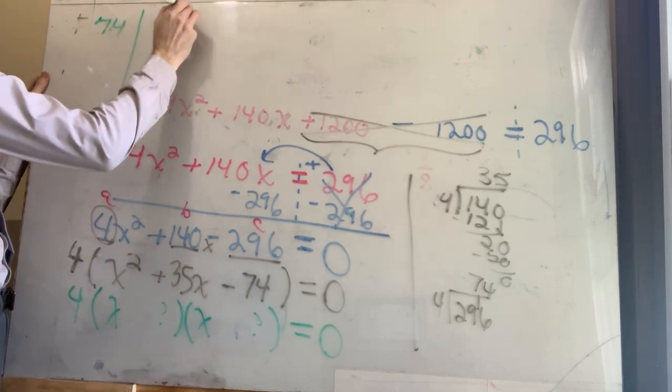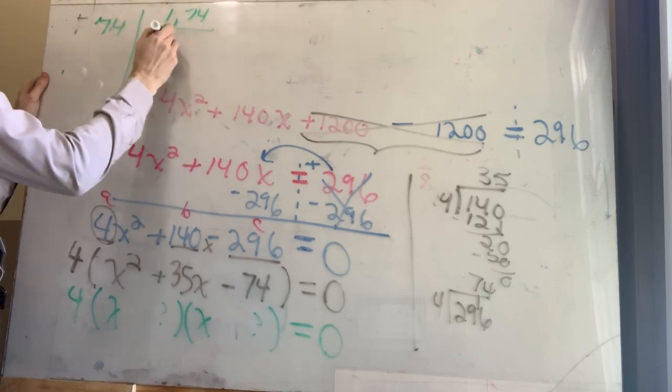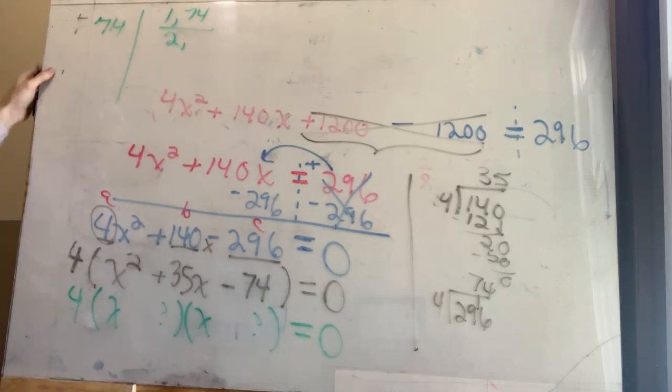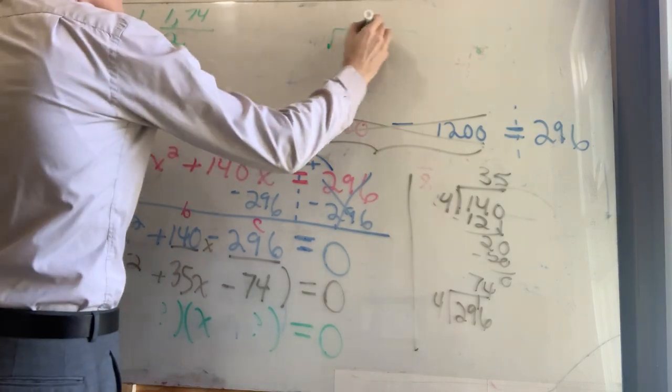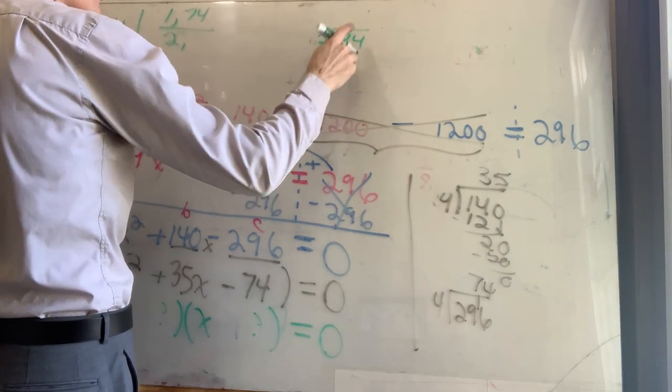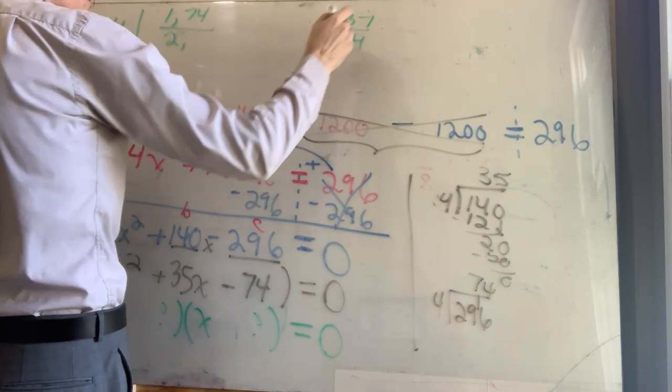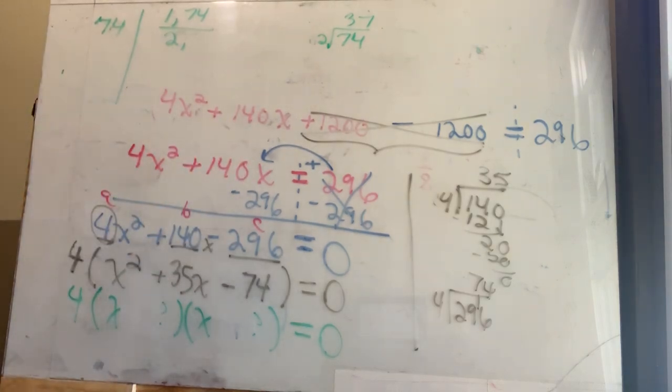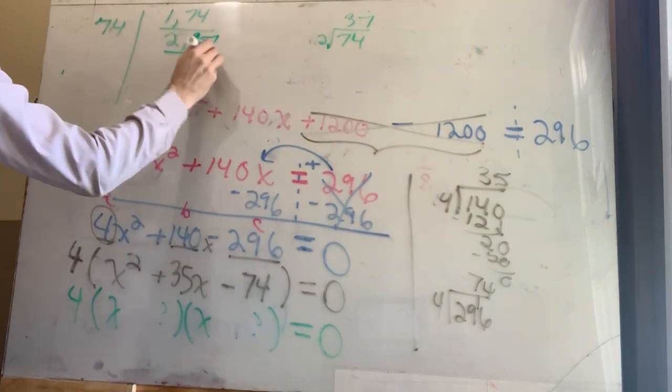It would be, firstly, 1 and 74. It's even, so it's got to be 2 and something else. All right, brute force divide. 74 divided by 2, 2 goes into this 3 times with 1 left over, is 37. All right. And there might be others.